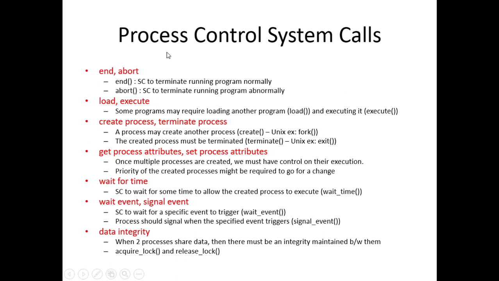When we talk about process control related system calls, these are some of the examples here. Whenever there is a process running, it would end at some point. These two are talking about process termination. If the process is terminating normally, then there would be a system call like end which would be issued. And if there is an abnormal termination, then we would issue this abort system call.